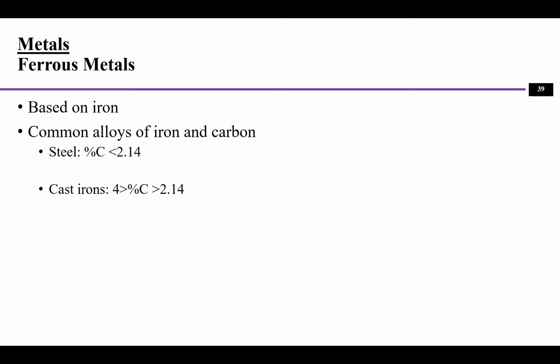And for ferrous metals, there are two common alloys. One is steel, and the other one is cast iron. It really depends on the percentage of the carbon. If it's less than 2.14%, then that is steel. If it is bigger than 2.14% but less than 4%, then typically we call it cast iron.